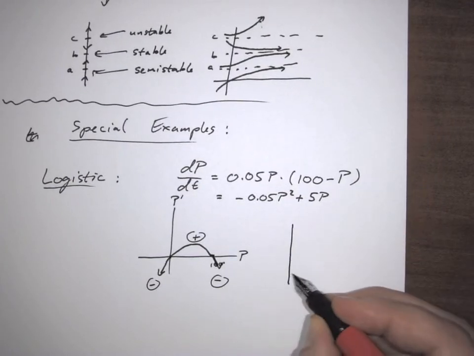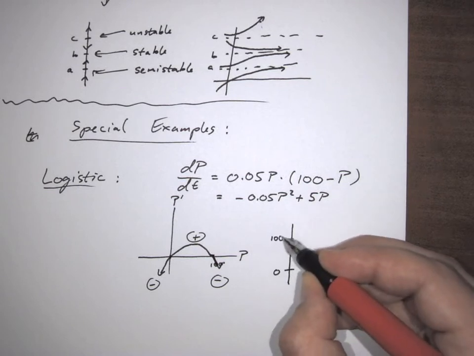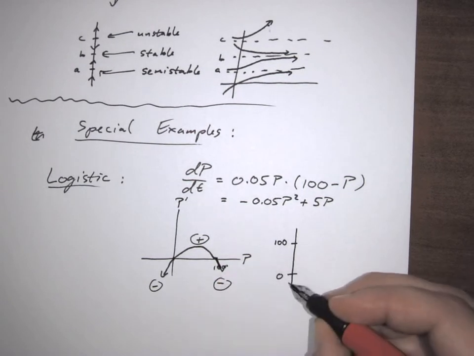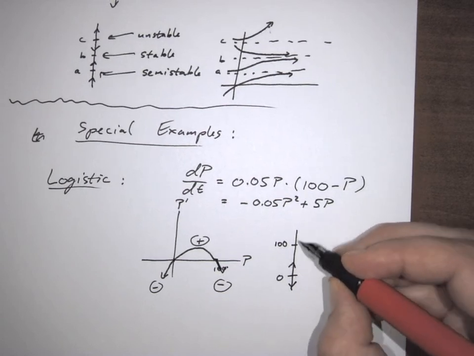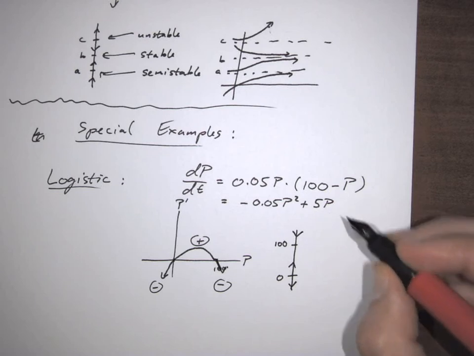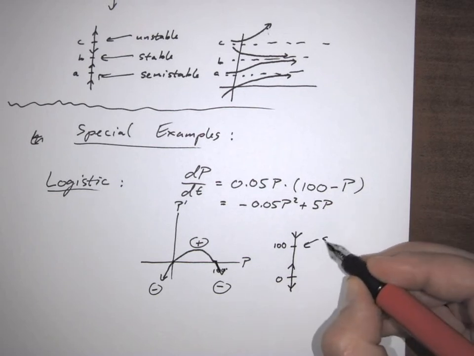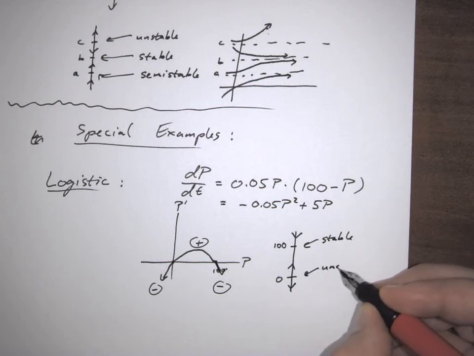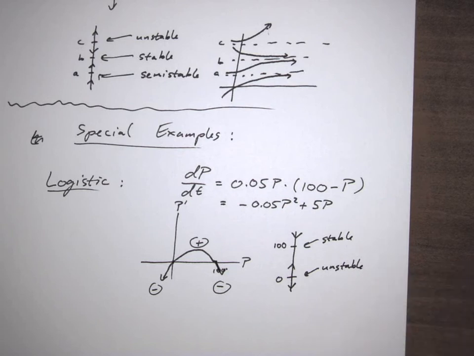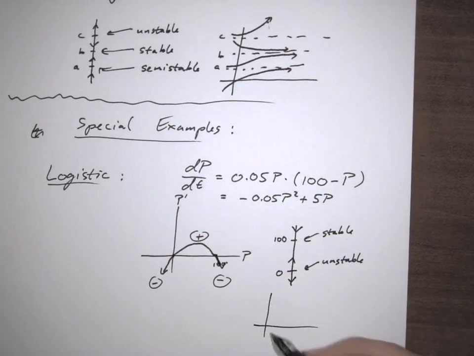So then, at 0 and at 100, we've got the following. So 0 going down from there, above from there, and then below from above there. And so that makes this one stable, and this one unstable.